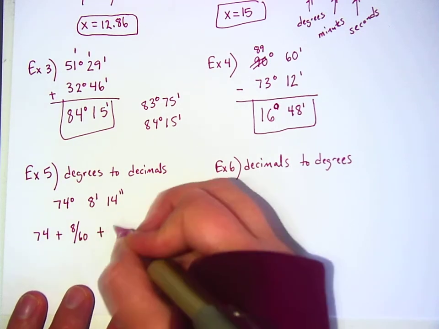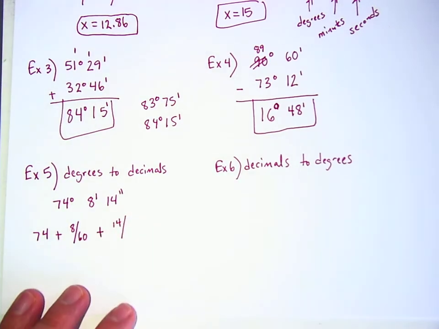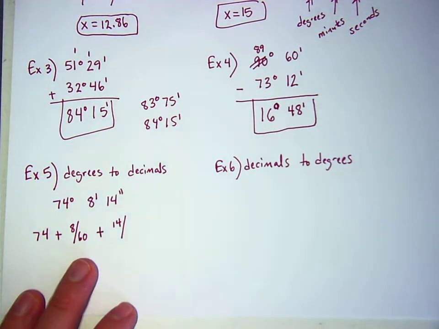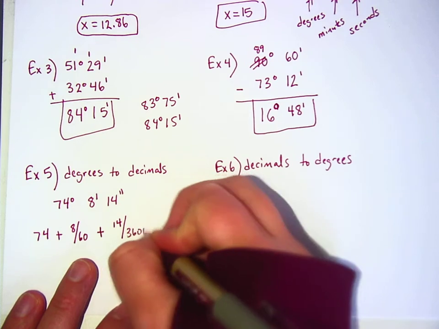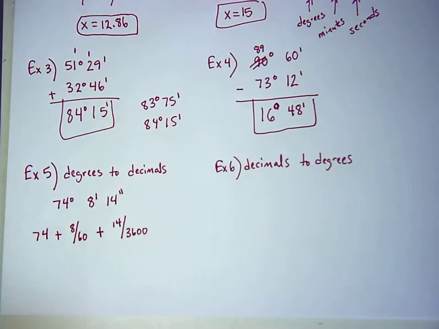This one's a little harder. 14 out of, it's 60 times 60, so it would be 3,600. And that's because, imagine it this way. Everybody look at the clock right now. How many minutes are in an hour? How many seconds are in an hour? 3,600, because it's 60 minutes, but each minute has 60, right? So it's 60 times 60 to get how many seconds are in an hour.